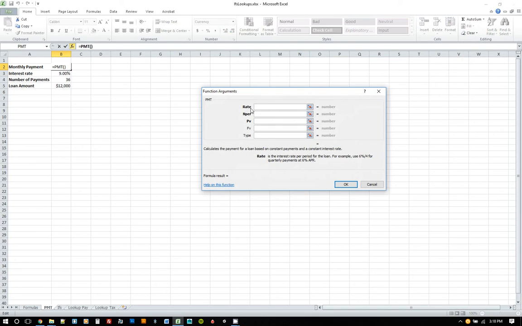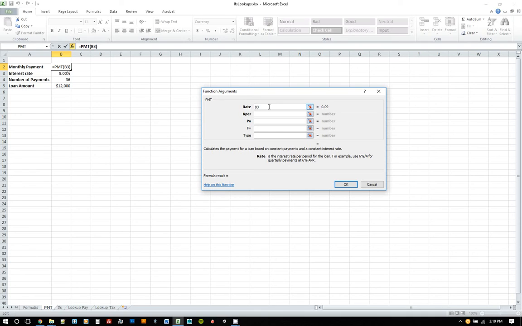And then, just like before, the bold parameters are the ones that are required. Instead of actually typing in the numbers that we want, we're going to reference the cells because at any point we could change the numbers inside the cells, and we want to make sure that our formula gets automatically updated. So we always want to use cell references when possible. First things first is the rate. So we're going to select the cell that has the interest rate in it, which in this case is the 9%. So we're going to go ahead and click on that.